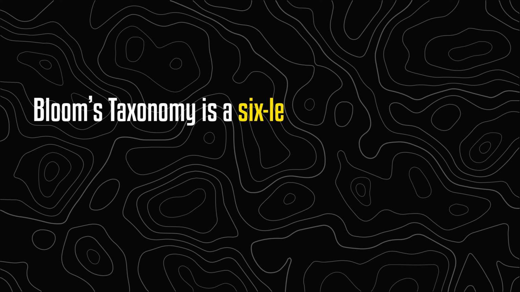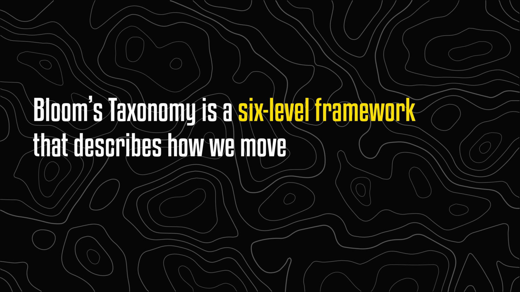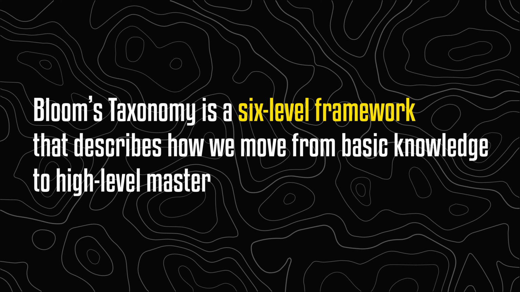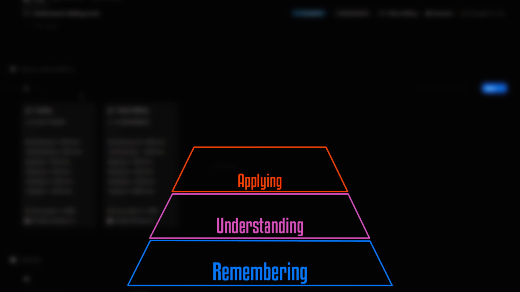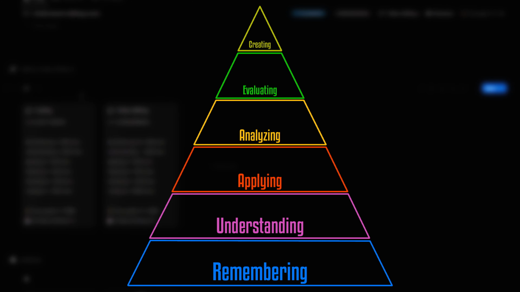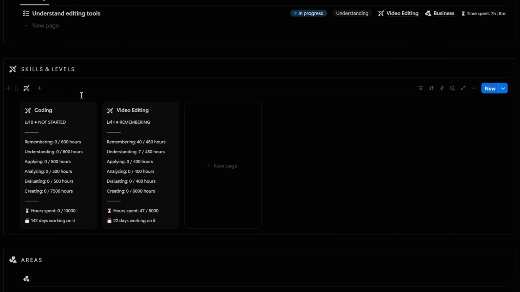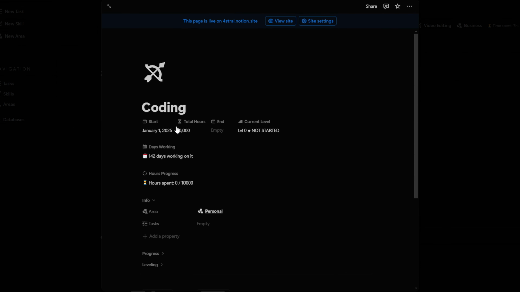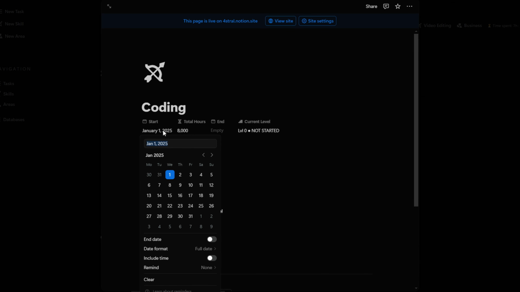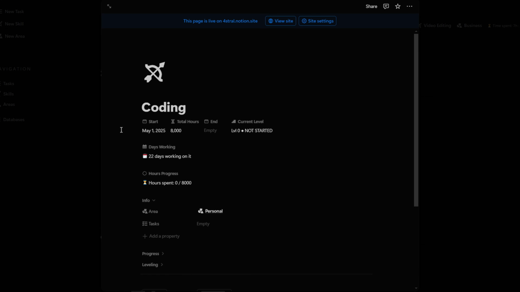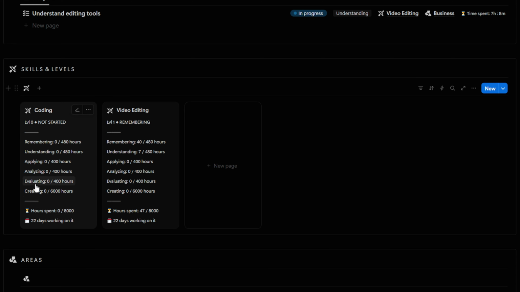But you might not know Bloom's taxonomy, which is a learning model that breaks down skill development into 6 levels: remembering, understanding, applying, analyzing, evaluating, and creating. But you might be thinking, but Astro, I don't want to spend 10,000 hours on every skill. Luckily, you don't have to. You can customize the total hours for each skill depending on its complexity. And once you set a start date, the template will automatically calculate how many days you've been working towards mastery.